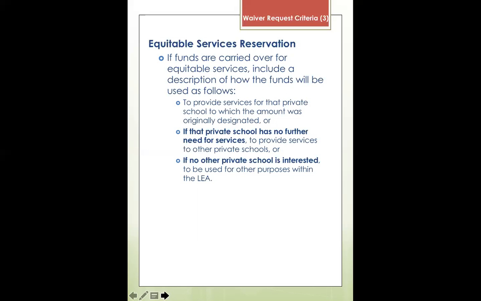First, you can use the funds to provide services to a particular school. That's the first thing you should do. So, St. Joseph's private school didn't get this much, so you give them that much of the services. If that private school, though, says they have no further need for services, you could use those funds for other private schools that you're serving. And finally, if no private school is interested in services using those funds, then they can be used for services within the LEA. So just some things to keep in mind if you have carryover, what you have to keep in mind and what you have to write to.